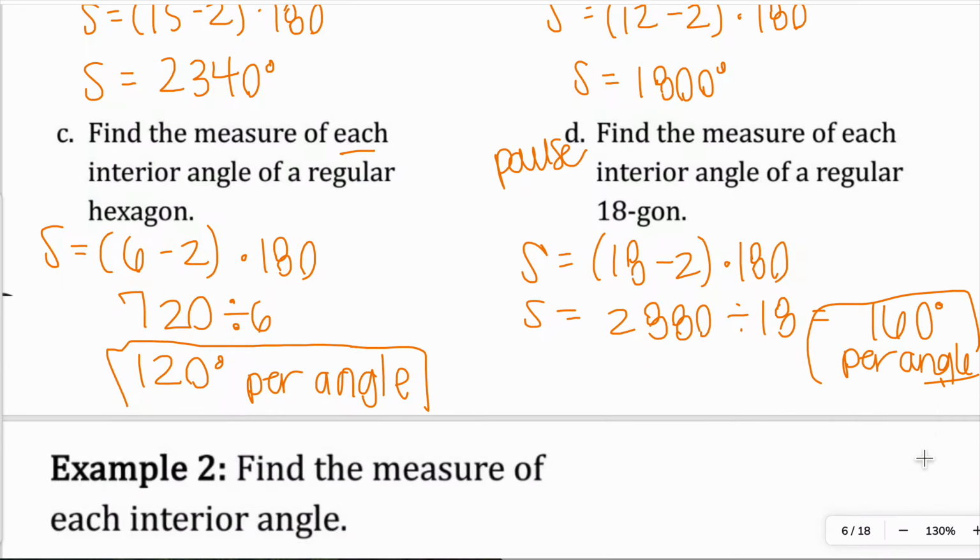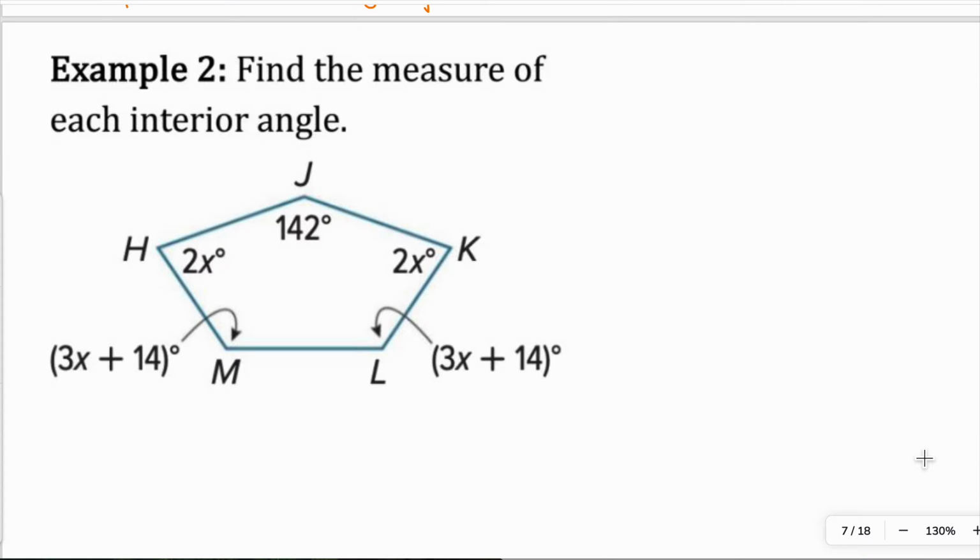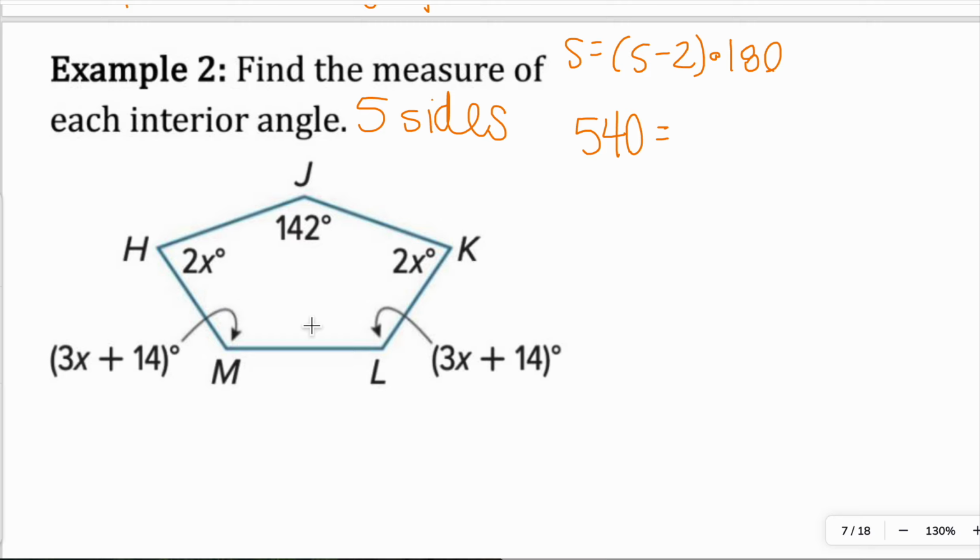Okay. Up next, finding the measure of each interior angle. We're going to first try to figure out how many degrees I should have if I have 5 sides, and then we'll set that equal and write an equation here. 5 sides just means I need to take 5, subtract 2, so 3 times 180. So the sum of my angles will need to be 540.